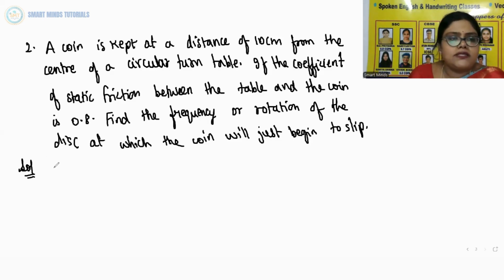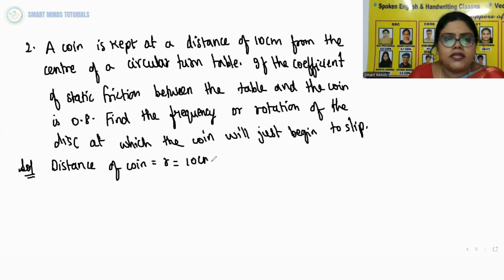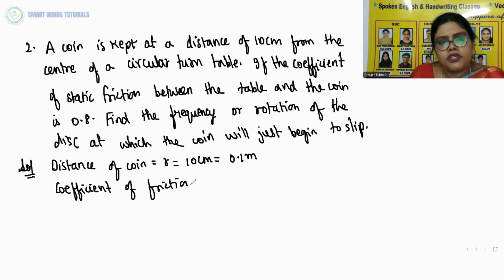So first let us write down what is given to us. Distance of coin is given to us. Distance of coin we will denote it by R, that is 10 centimeter. Let us convert this centimeter into meter, so that is 0.1 meters. Now what else is given to us? Coefficient of friction is given. Coefficient of friction is denoted by mu, that is 0.8.